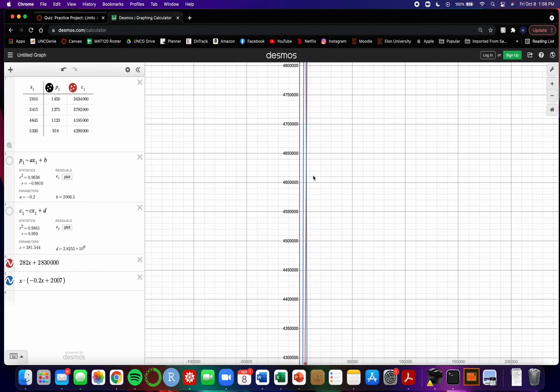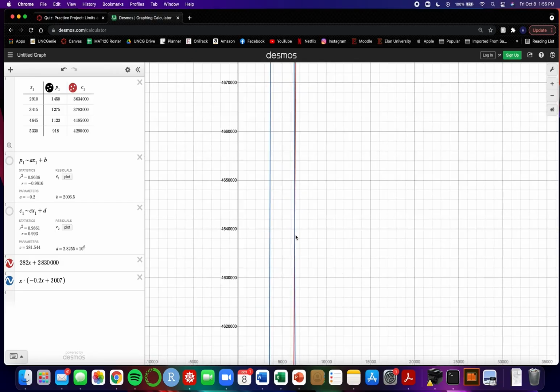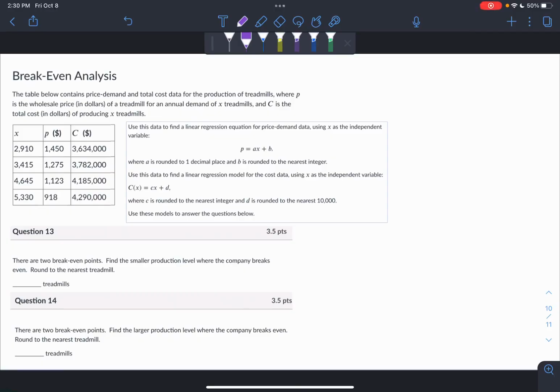And so we just want to make sure that we're rounding to the right decimal place, and that will be our answer. And from Desmos, we found the points 2,204 rounded to the nearest treadmill, which means integer, and the larger one is 6,421.